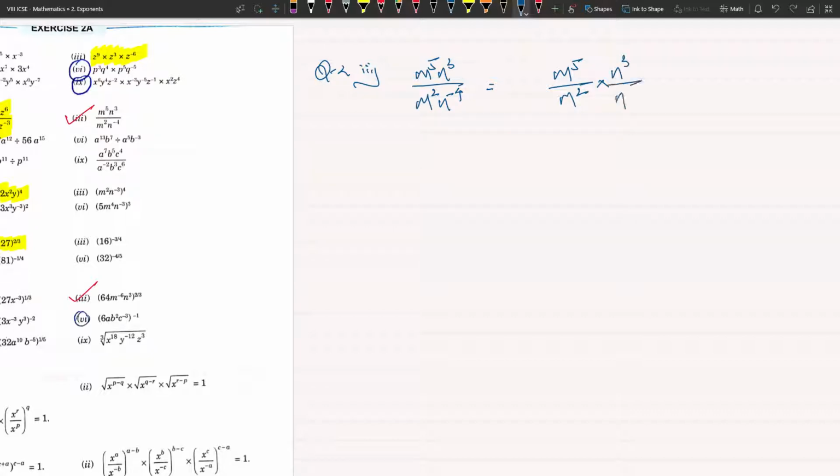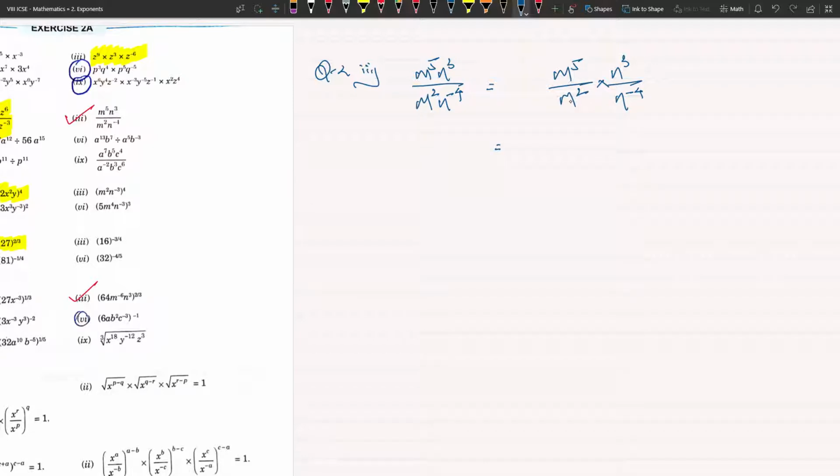Okay, let's first do this. Question number 2, sub question 3. m raised to 5 into n raised to 3 whole upon m square into n raised to minus 4. Okay, so let me simplify this by writing m raised to 5 upon m square together times n cube upon n raised to minus 4 separately in a different fraction.